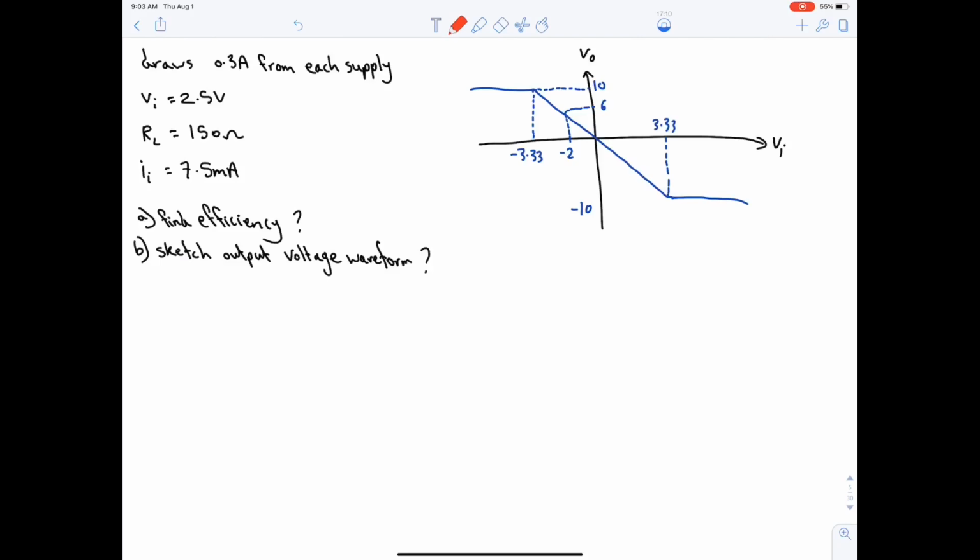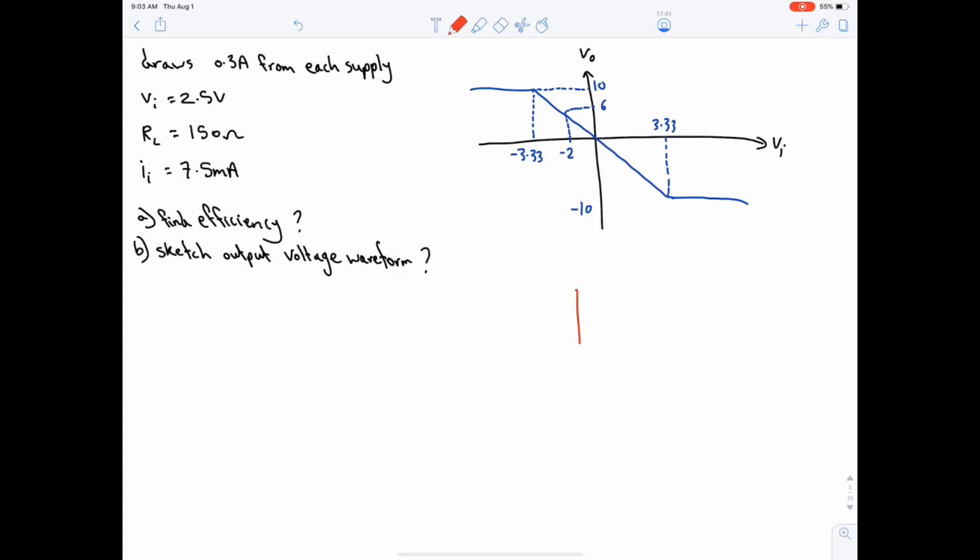Now this is similar to the first question we solved, but it's vice versa. In the beginning we were given the circuit and we had to draw the sketch, the VTC. Now we were given the VTC, we have to extract information from it and find the given requirements. So what are we given here? We're given the current across the supplies.